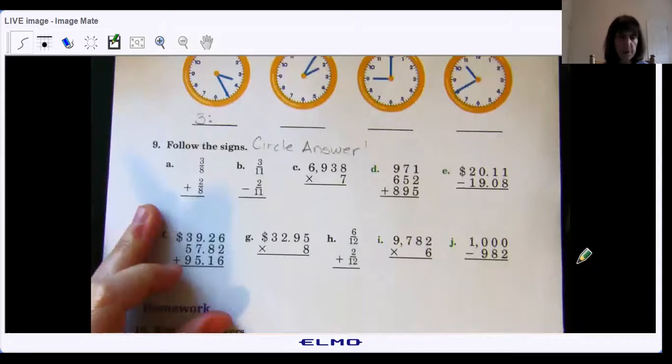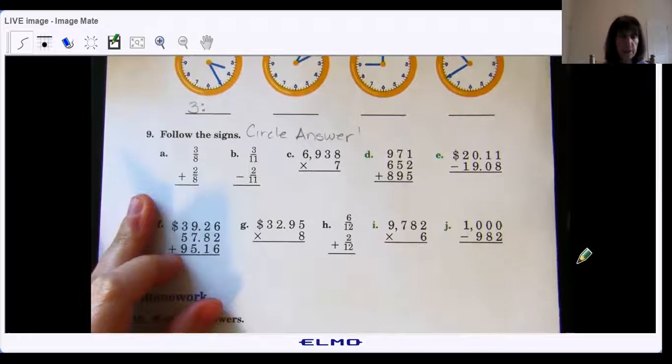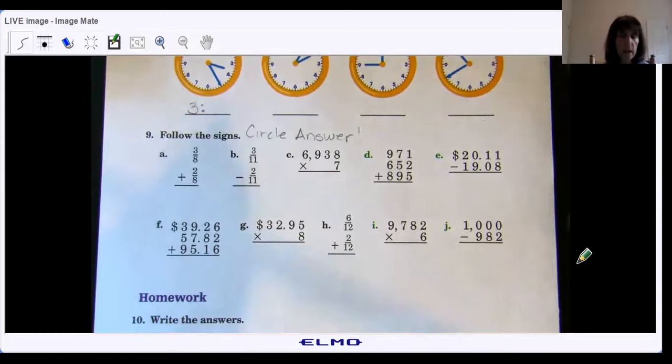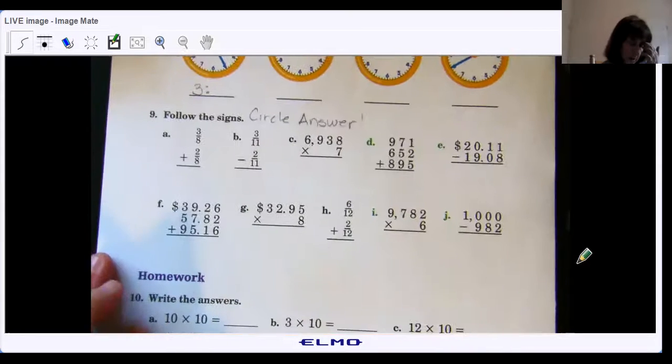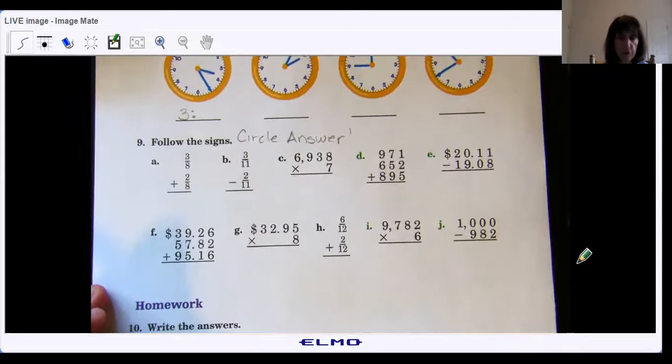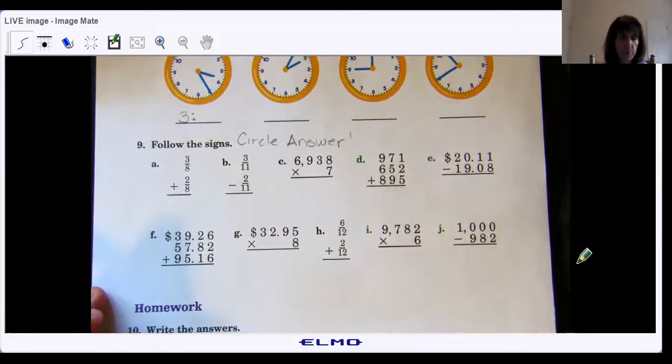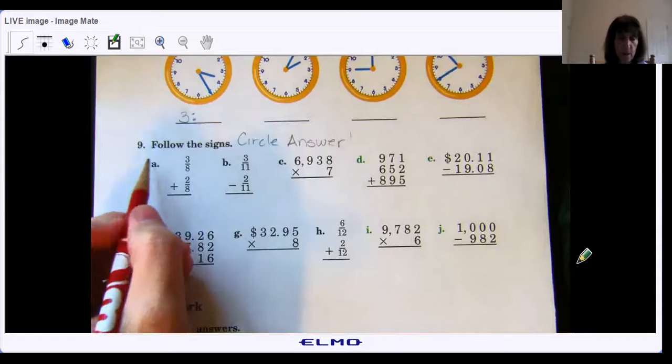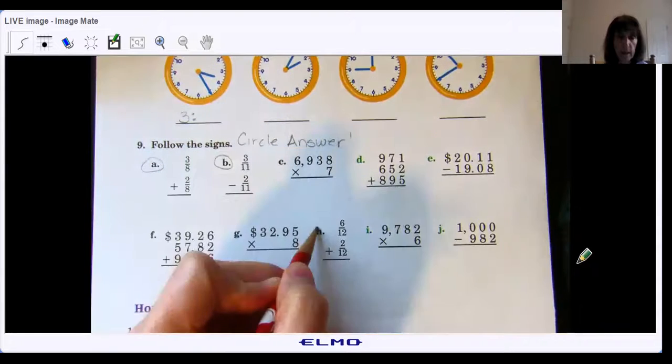Number 9, follow the signs. Circle your final answer in your fractions. So A, B, and H are fraction answers, and you're going to circle them with your final fraction answer. All right, A, B, and H.